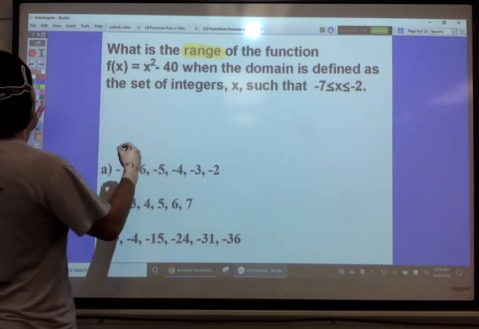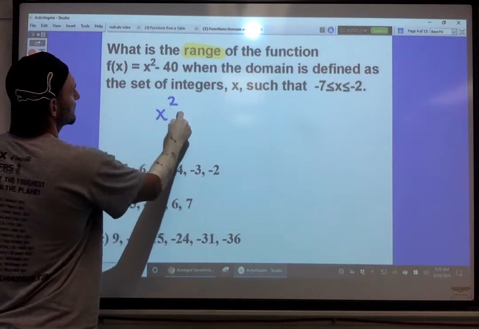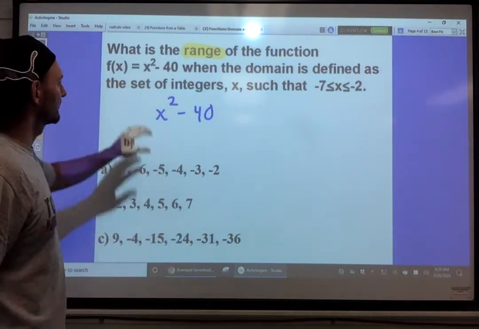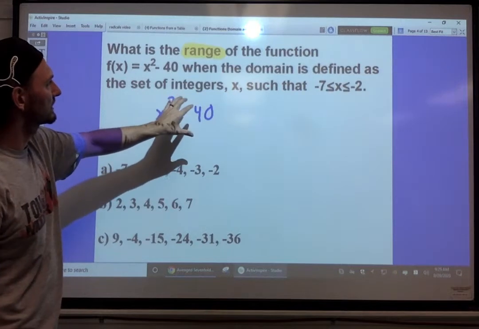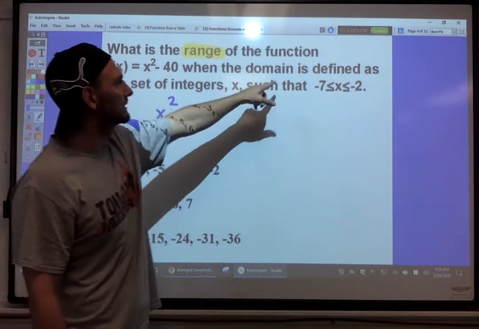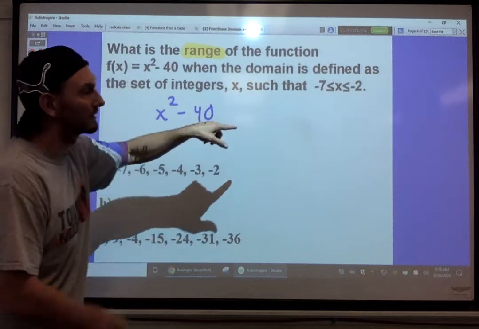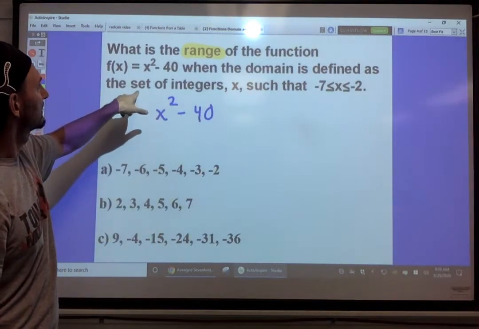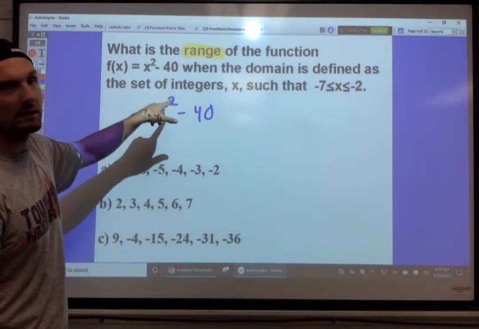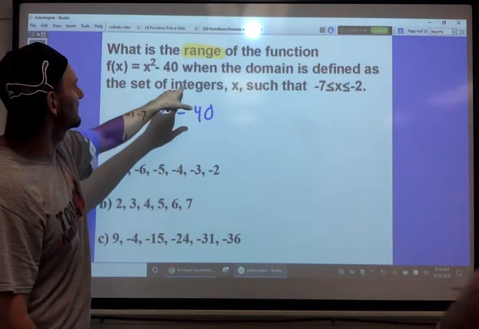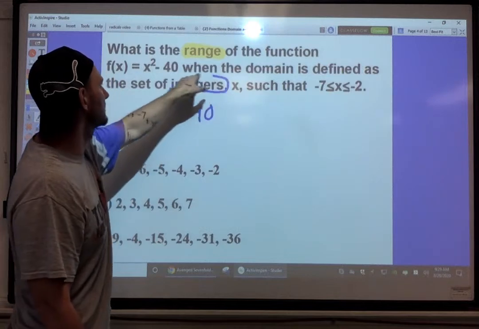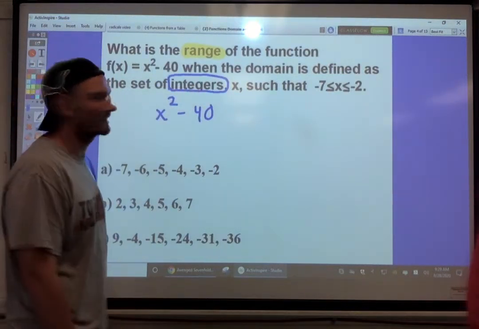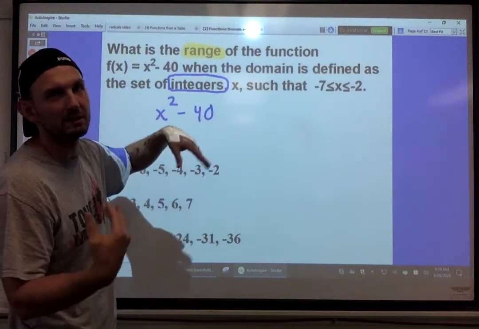So the range of this particular function, x squared minus 40. We want the outputs for this function, the y value, the range, when the domain is... So now they're about to tell us what to plug in. Domain is the X values. Oh, they're using other words. I don't like these. Defined as the set of integers. So what's an integer? An integer is just a positive or negative whole number. Okay? So integers are positive and negative whole numbers.